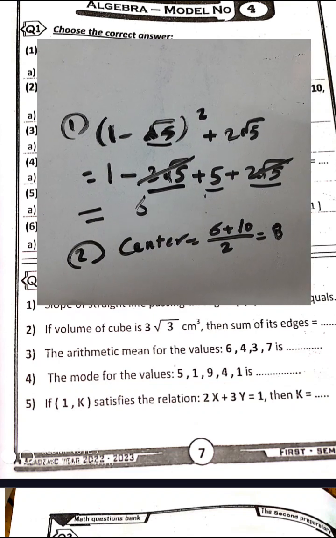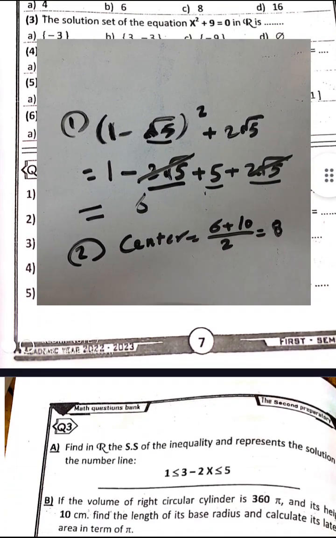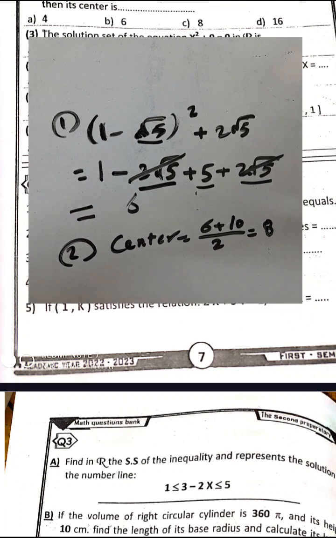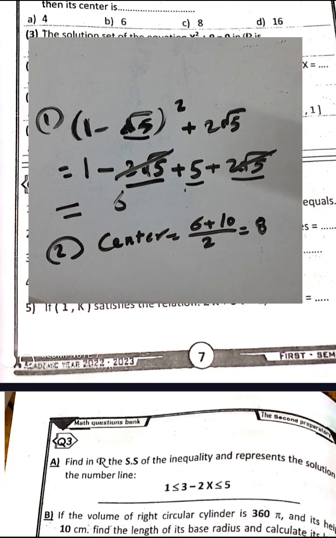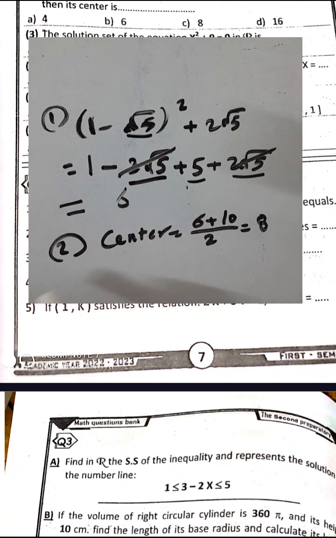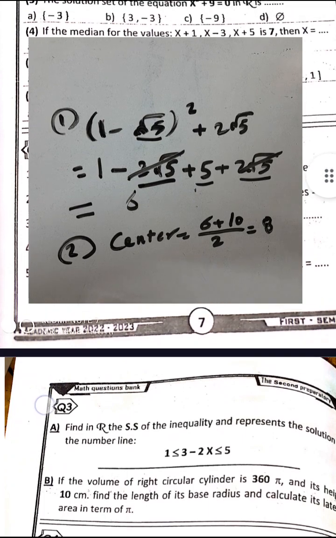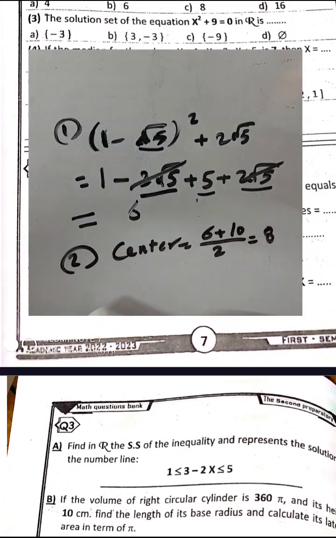And question number 2, he wants to find the center of all values here. He gives us the lowest and the upper, and then you want to find the center. The center will be 6 plus 10 divided by 2. The result will be equal 8. Look with me at question number 3.